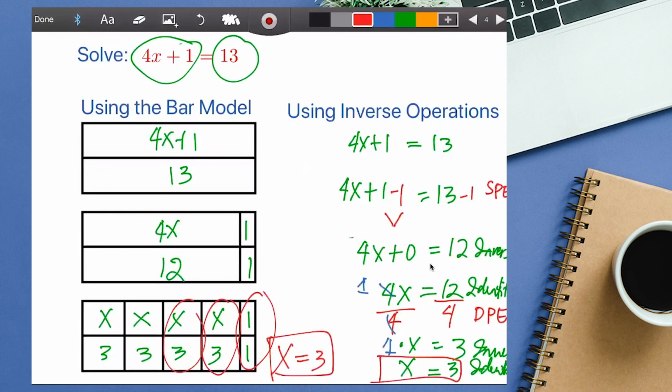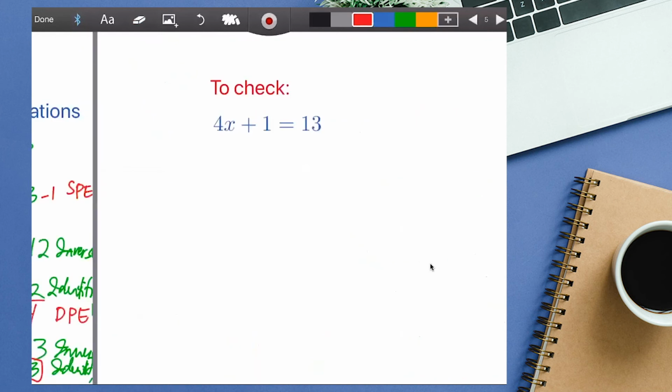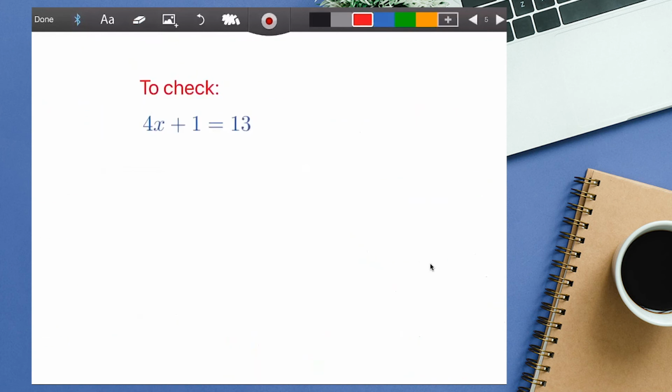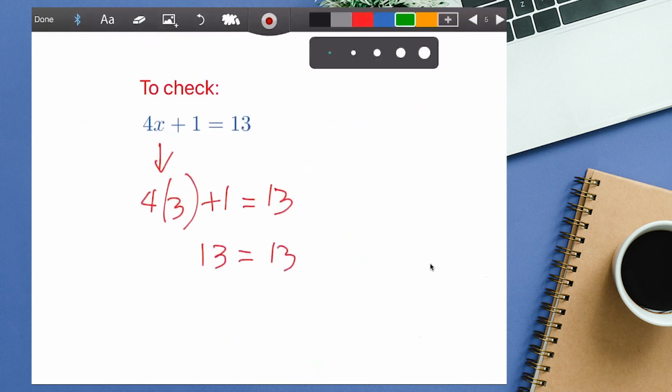Same as what we arrived at using the inverse operations. To check our answer, let's substitute. Our x is equal to 3, so 4 times 3 plus 1 is equal to 13. So 13 equals 13 is a true statement.